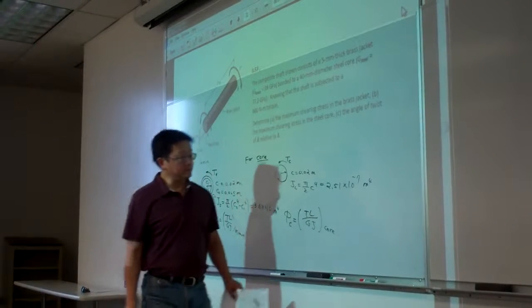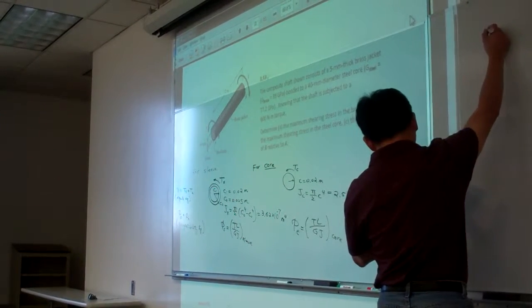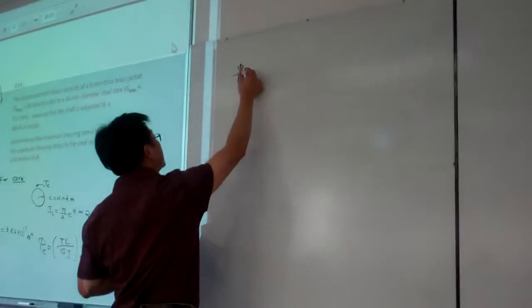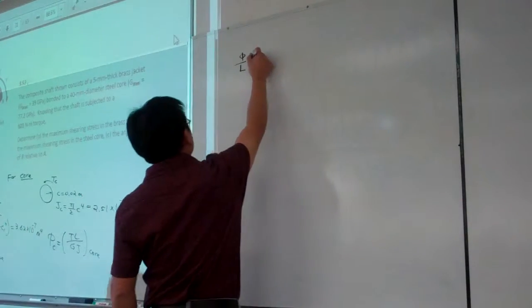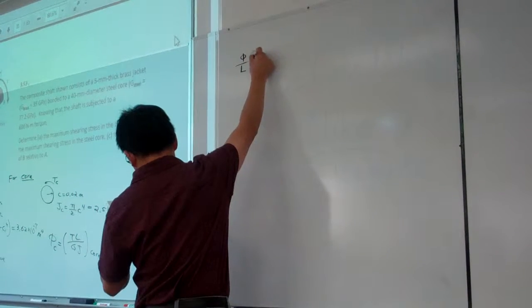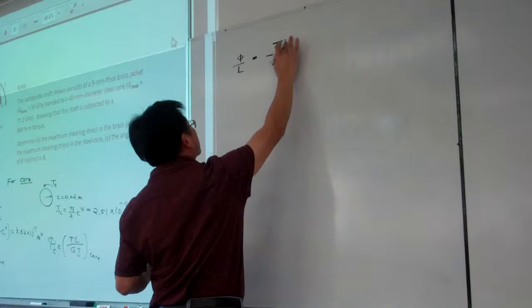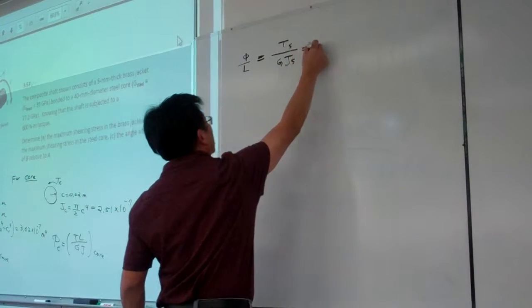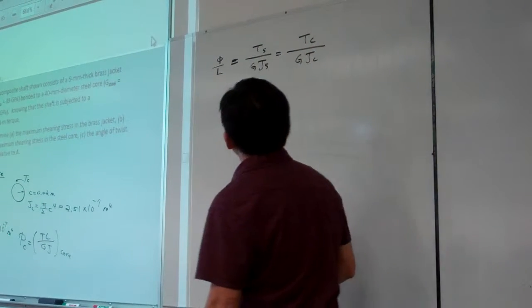So here we set up phi over L, because this composite shaft has the same length. So this will be equal: TS over GJS will be equal to TC over GJC. Okay.